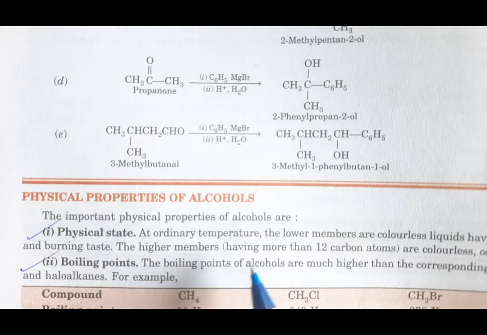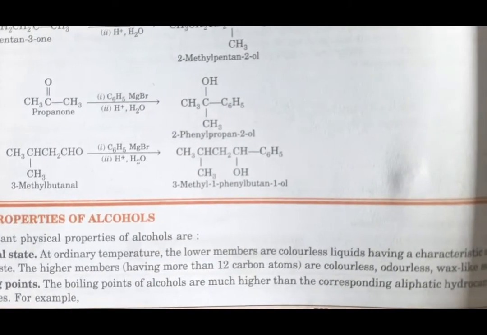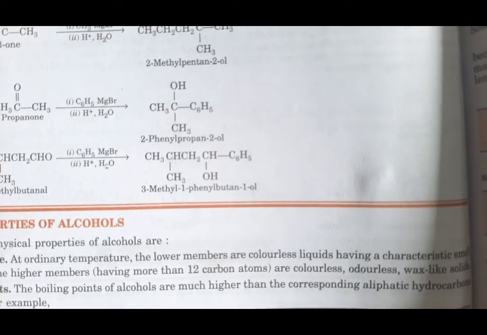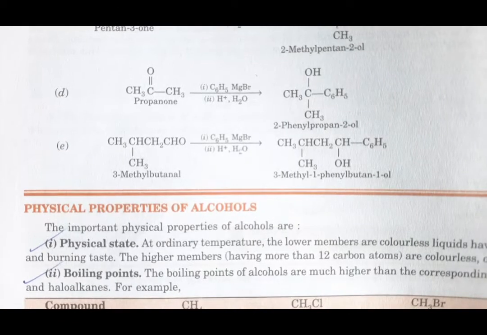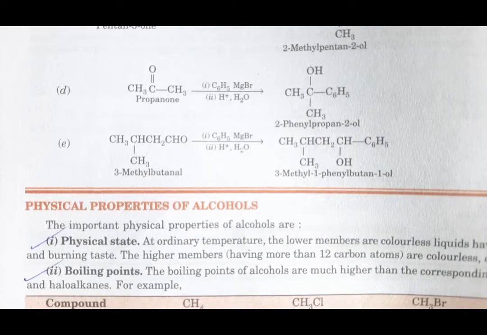But the higher members have more than 12 carbons. Methyl has one carbon, ethyl has two carbons; they are lower members. They are colorless, having some smell and a burning taste. But the higher members, above 12 carbons, are colorless, odorless, and waxy solids. So do remember the physical state. Lower members are colorless liquids with some smell and burning taste. Higher members above 12 carbons are colorless, don't have any taste, and are waxy solids.